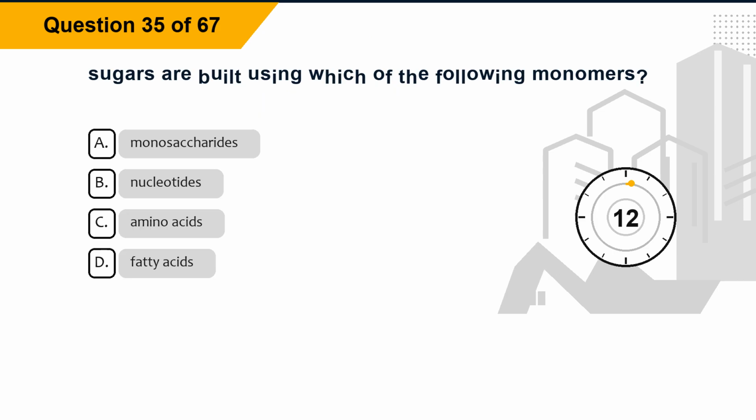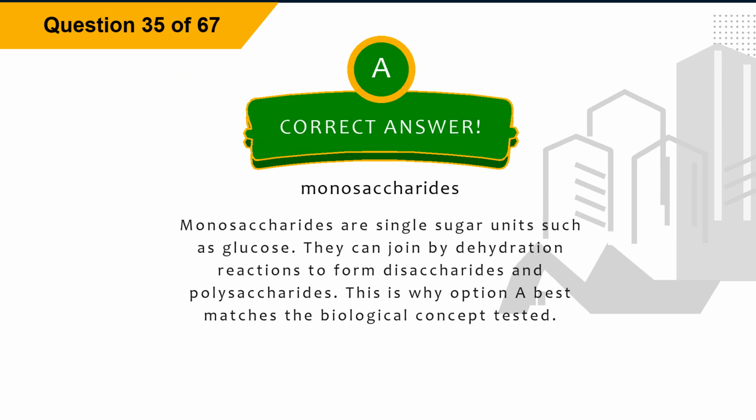Question 35. Sugars are built using which of the following monomers? Option A, monosaccharides. Option B, nucleotides. Option C, amino acids. Option D, fatty acids. The correct answer is option A, monosaccharides.